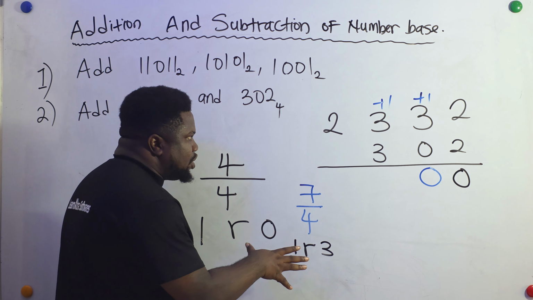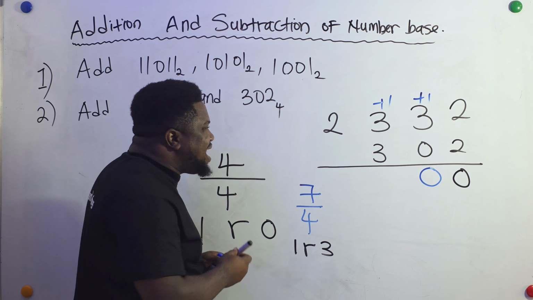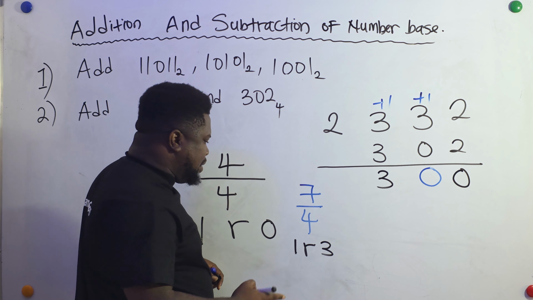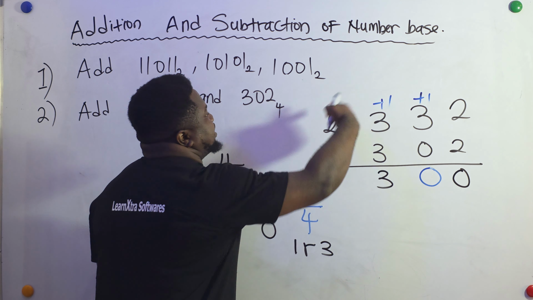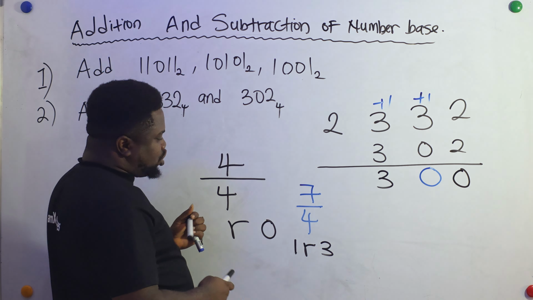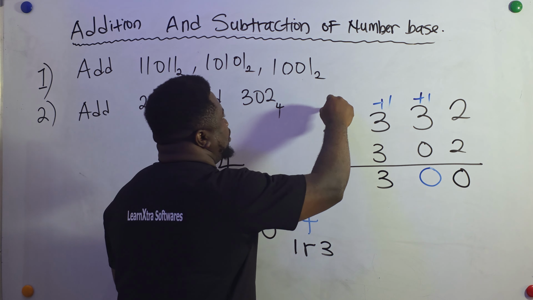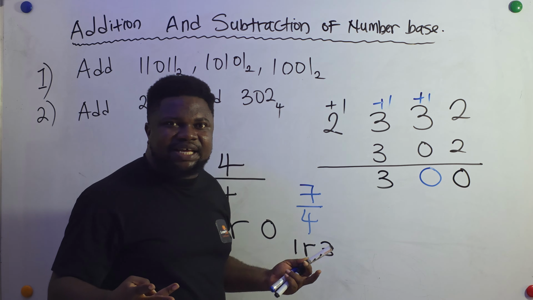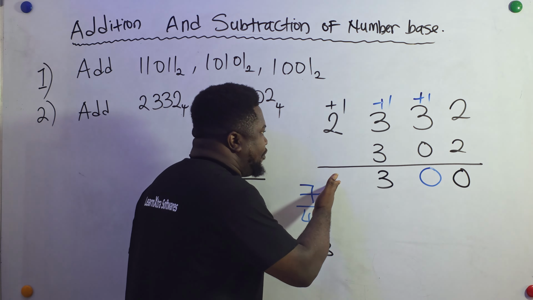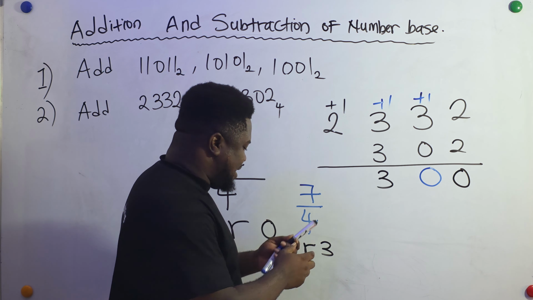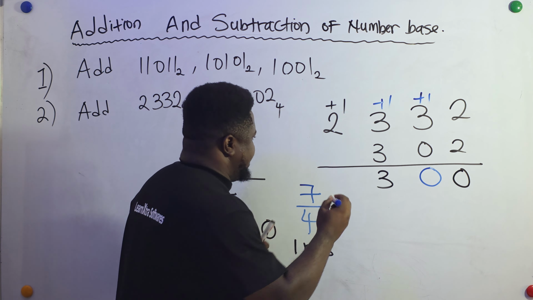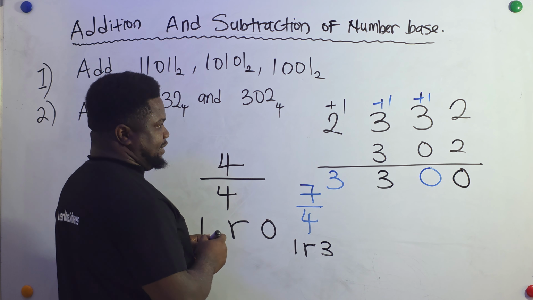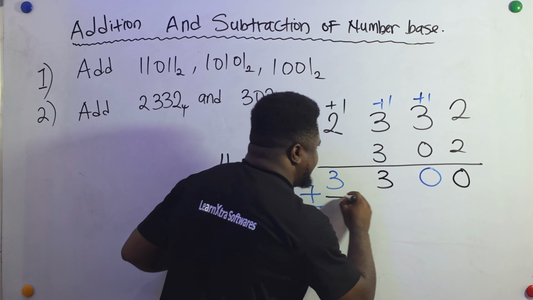So in this case, what we do always is to write down the remainder, and the quotient goes to the next column. So my quotient is 1, so I will put here plus 1. So 1 plus 2, 3. Is 3 allowed in base 4? Yes. I'll just put 3 here. That's it. This is my answer in base 4.